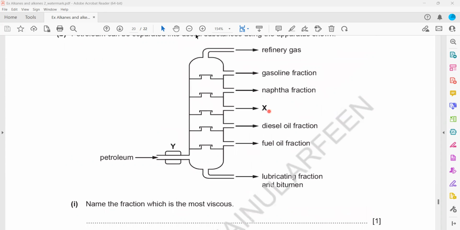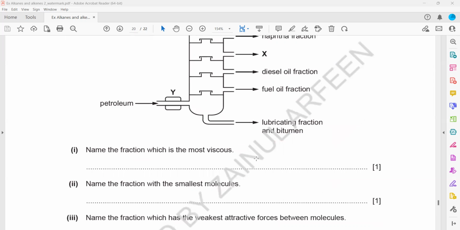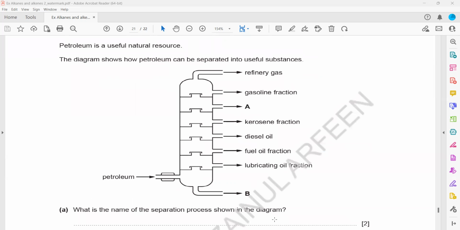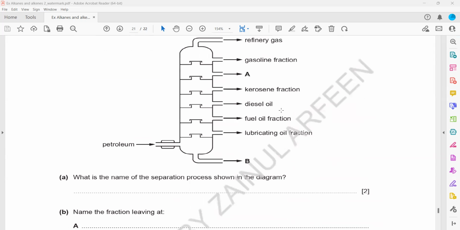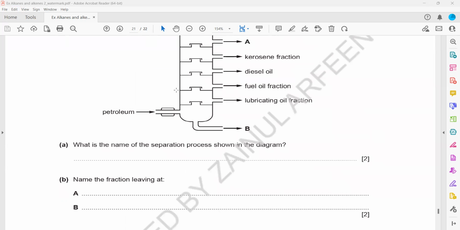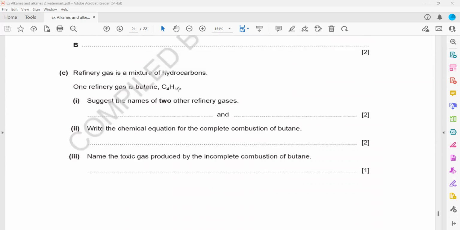So actually, they combine this lubricating fraction and bitumen here. In the next one, they separate them further. So if lubricating oil fraction is written here, then this must be bitumen. So that's why for B, bitumen is the answer. If it was collective, then it would be lubricating fraction and bitumen.